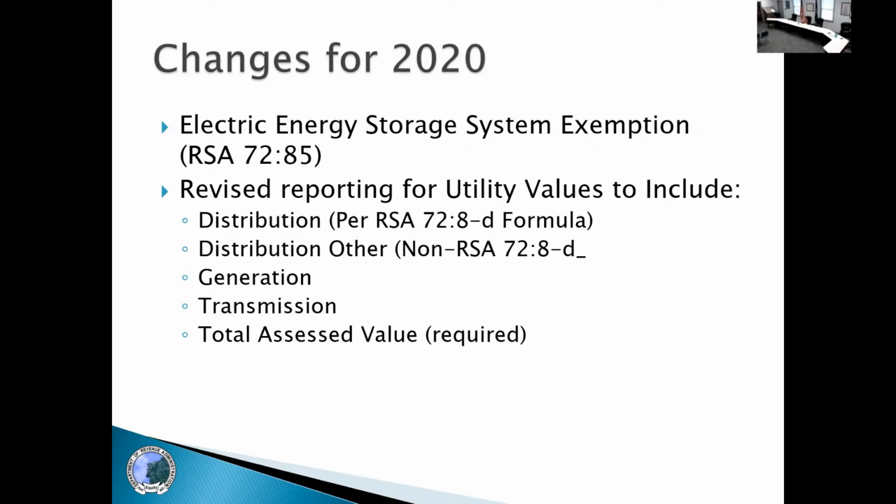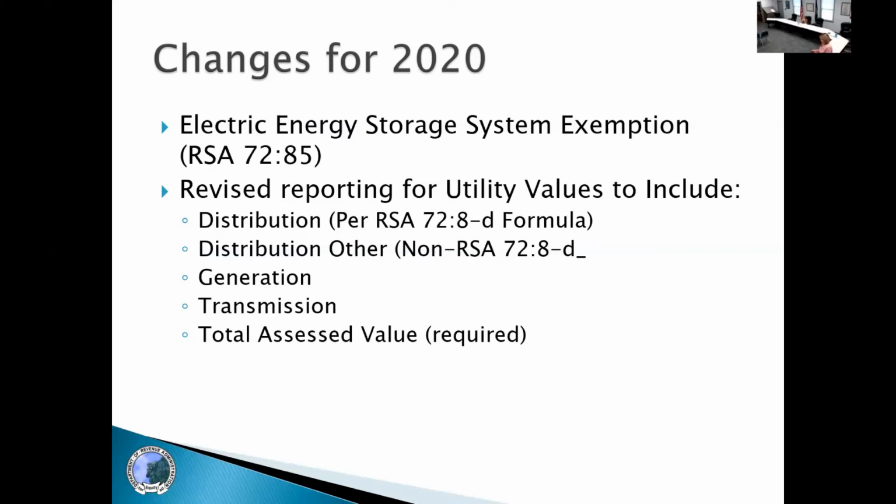So DRA is asking for a couple of different values. The value of the distribution asset that was valued using that formula, any distribution assets that were not valued by that formula, looking for the value of that, and then a generation value, a transmission value, and then the total assessed value. And note, the total assessed value is the required field.